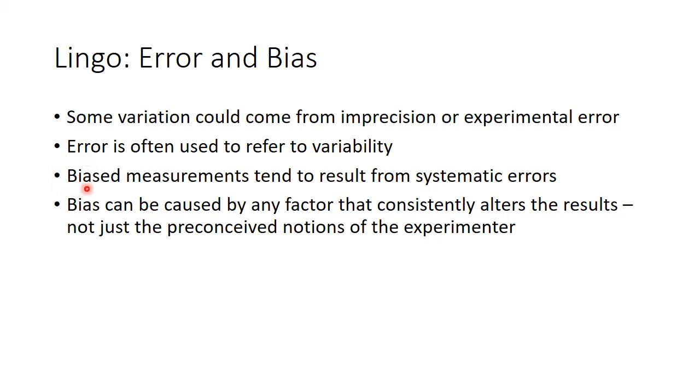And so sometimes you can have biased measurements. These tend to result from things like systematic errors that are skewing your data one way or the other, depending on how the error is occurring. And you can find the bias can be caused by many factors that can consistently alter your results. So again, it's not just the preconceived notions of the experimenter who may say, oh, I really want to show that this new technique for doing surgery really helps my patients. Some of it can just be due to the measurement bias that can happen if you're not measuring things correctly.